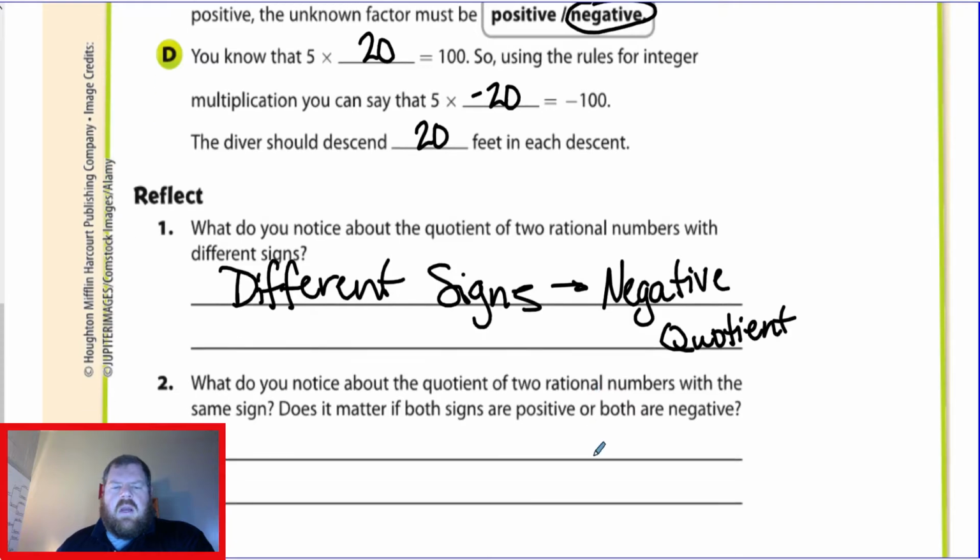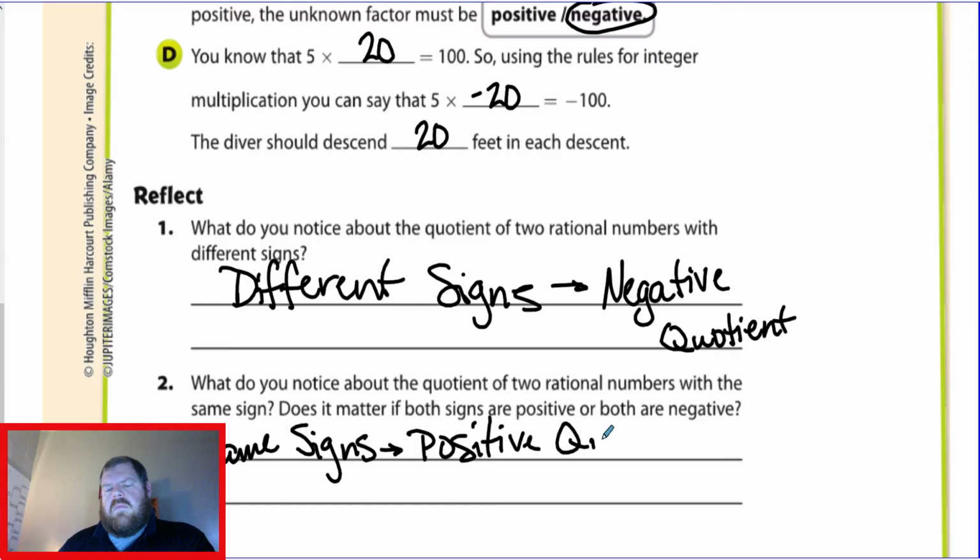Okay. What do you notice about the quotient of two rational numbers with the same sign? Does it matter if both signs are positive or if both are negative? Same signs, we have the opposite going on. We're going to have a positive quotient. And no, it doesn't matter if they're both positive or both negative. As long as they're the same, that's the key.